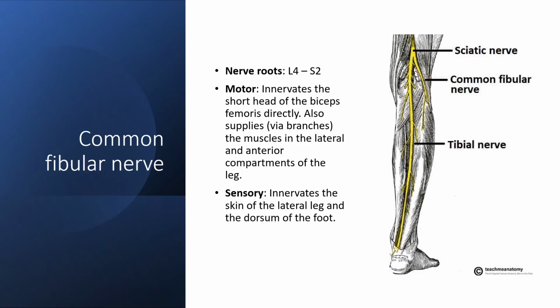Now the common fibular nerve, or the common peroneal nerve. The nerve roots of the common fibular nerve are the same as those of the sciatic nerve. Now the motor branches of the common fibular nerve: the short head of biceps femoris directly. It also supplies muscles in the lateral and anterior compartments of the leg. For sensory supply, it innervates the skin of the lateral leg and the dorsum of the foot.